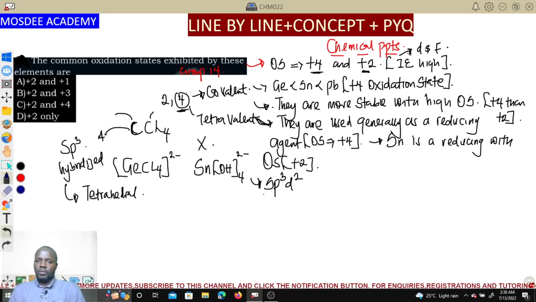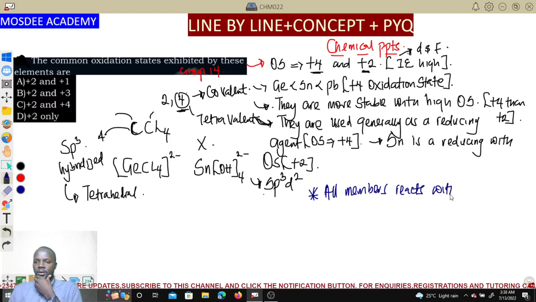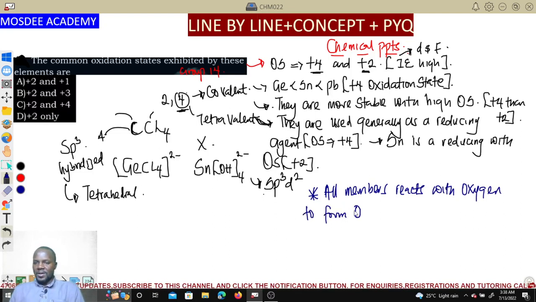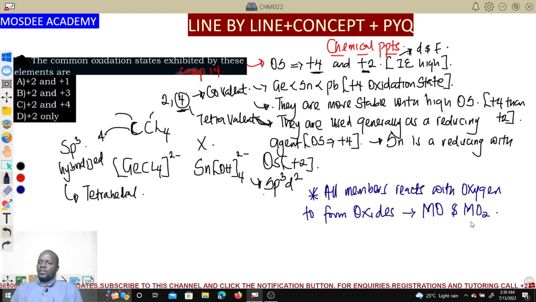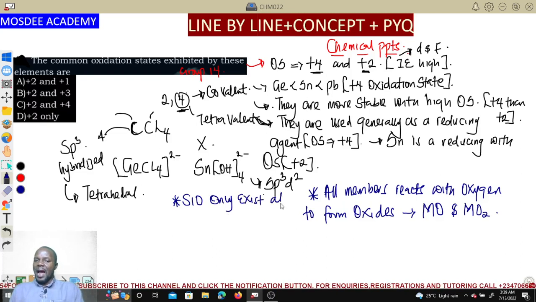Another chemical reaction I need to talk about before I move forward, permit me guys. They easily combine with oxygen. All members react with oxygen to form oxides. So when we talk about oxides, oxides can be monoxides and dioxides. So let's say the member is M, they can form MO or MO2. So be careful about this. They can form monoxides and dioxides. One important thing you can keep in mind is that silicon monoxide, SiO, only exists at high temperature. The concept is important, at high temperature.